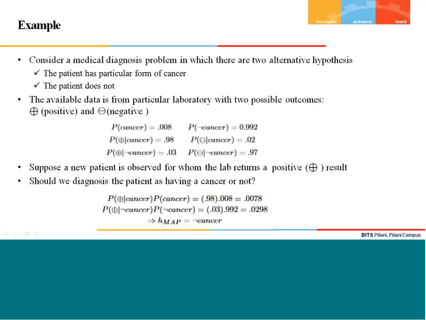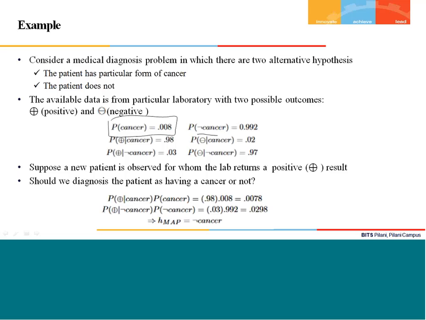The available data is from a particular laboratory with two possible outcomes. For example, you want to test whether you have cancer or not. You go to the laboratory and test yourself, and there are two possibilities: either you get a positive or a negative result. Now the probability of seeing cancer in a population is 0.008. You can see it is a very small probability, like 8 in 1000. If you have 1000 persons, only 8 have cancer in that population.